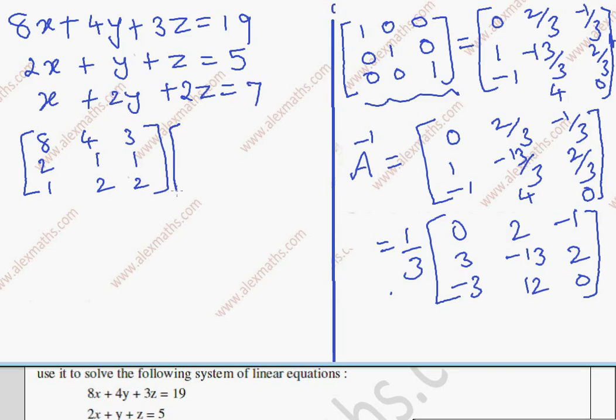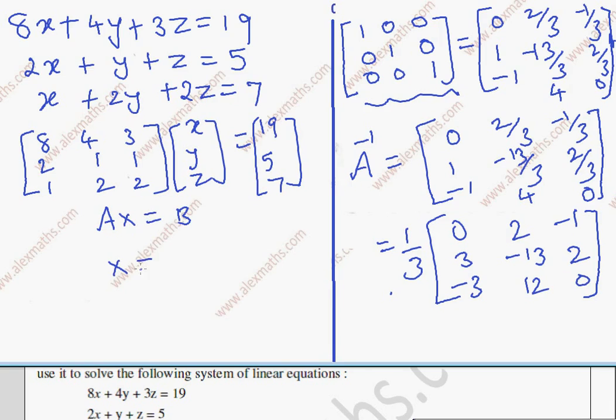Okay, [x, y, z] equal to [19, 5, 7]. This is of the form AX equal to B. So from this X is equal to A inverse into B. Since we got A inverse here, I am going to make use of it.